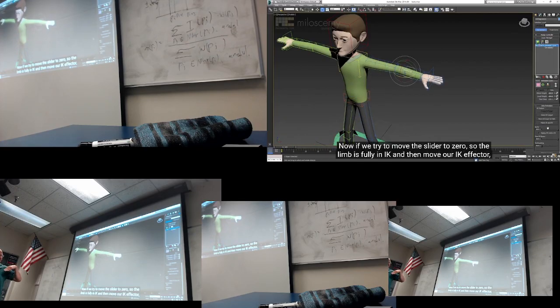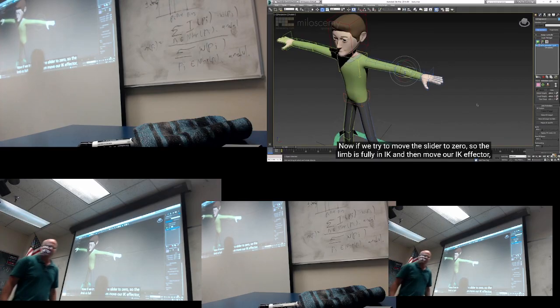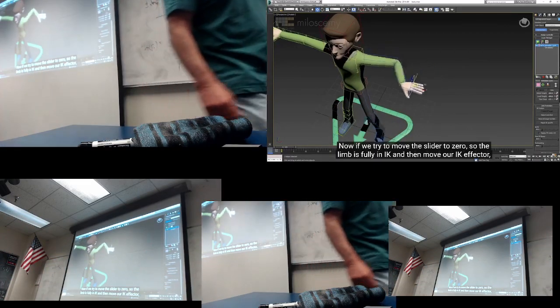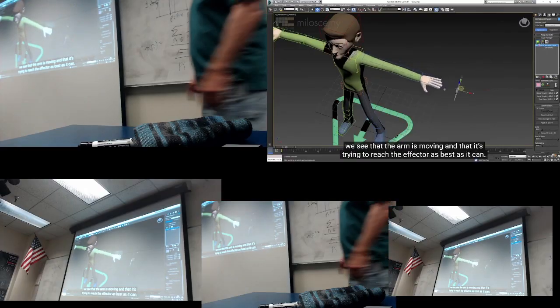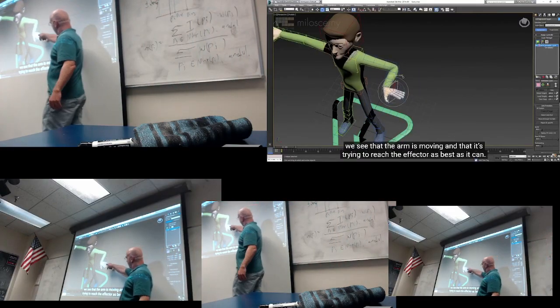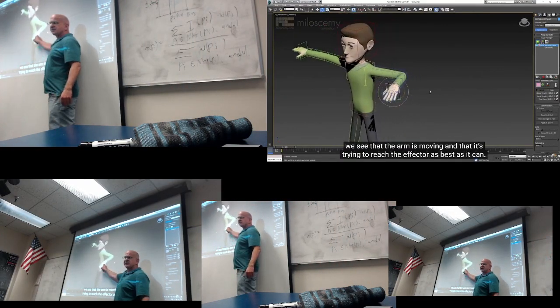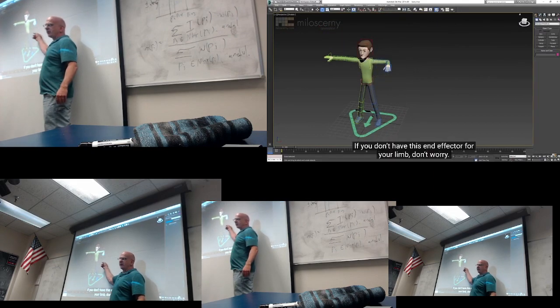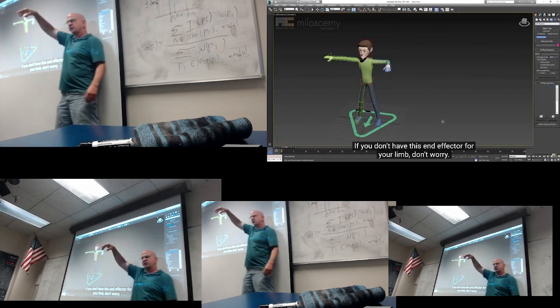Now, if we move the slider to 0, so the limb is fully in IK, and then move our IK effector, we see that the arm is moving and is trying to reach the effector as best as it can. That's the position that I want it to be, and the backward calculation. If you don't have this end effector for a limb at all, don't worry.